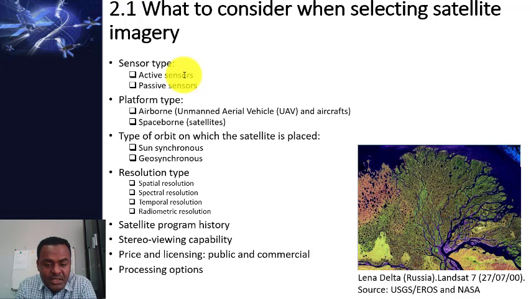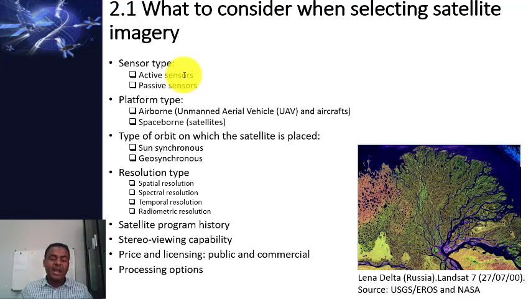Stereo viewing means this type of imagery will allow you to extract 3-dimensional terrain characteristics by having stereo pair imageries. Okay, there are some satellites with this capability. So if your interest is extracting terrain characteristics such as digital elevation model, slope, and the like, you will require those satellite imagery which can provide you this stereo viewing or stereo pair imageries.